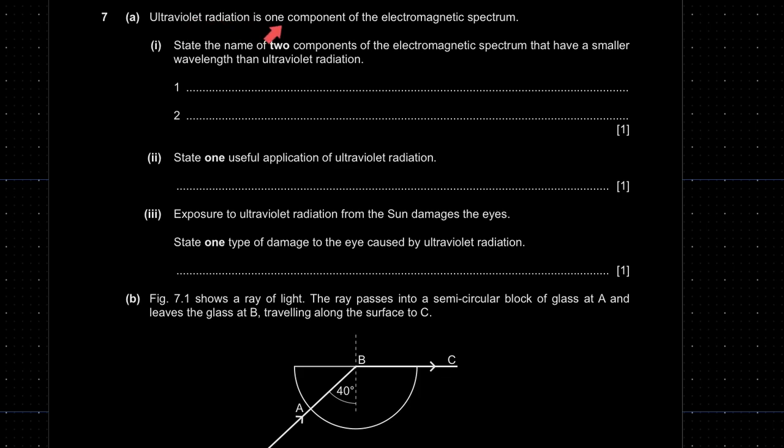Next question. UV radiation is one component of the EM spectrum. State the name of two components of the EM spectrum that have a smaller wavelength than ultraviolet. Smaller wavelength can also be interpreted as higher frequency. So after UV, if you remember the mnemonic, Raging Martians Invaded Venus Using X-ray Guns, it's X-rays and guns is gamma rays. Gamma rays.